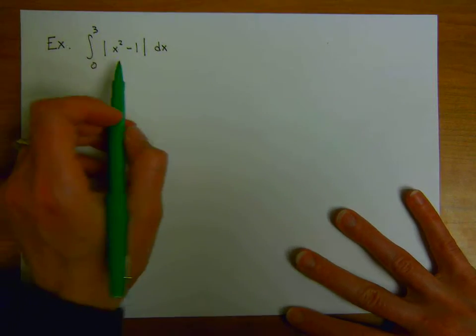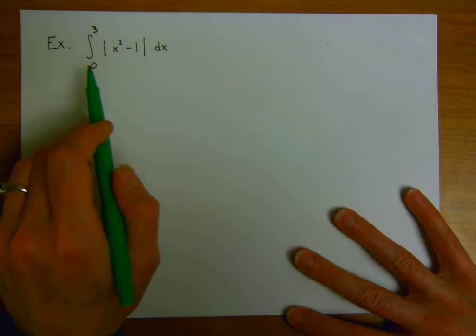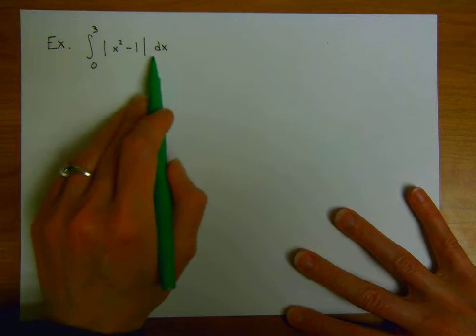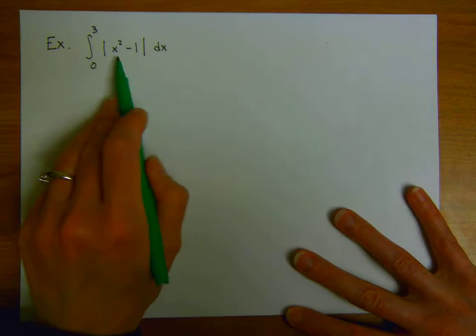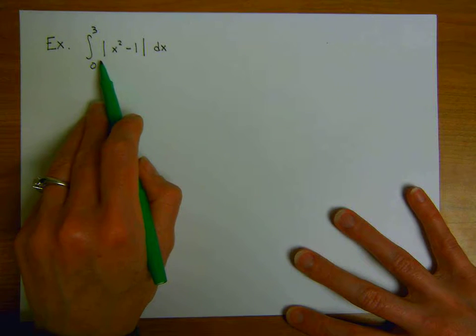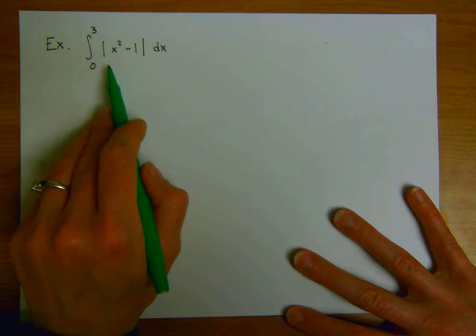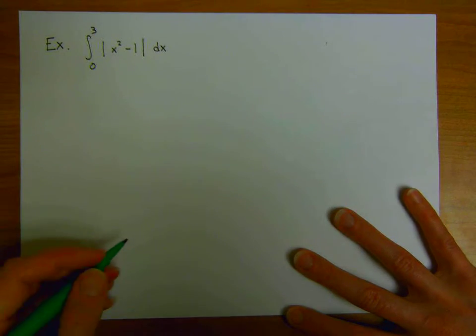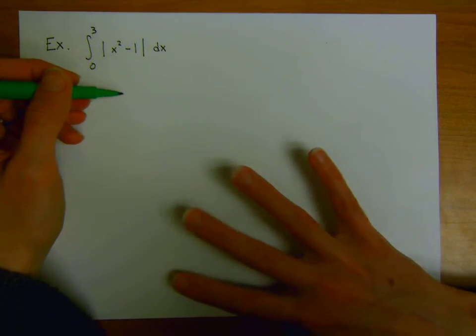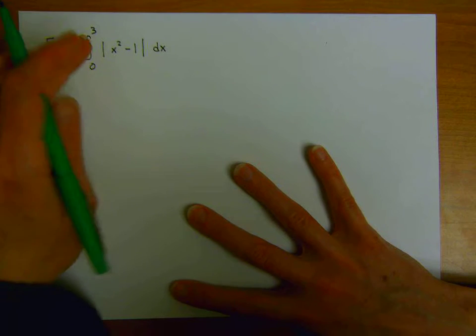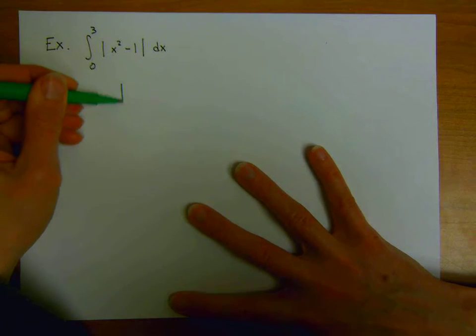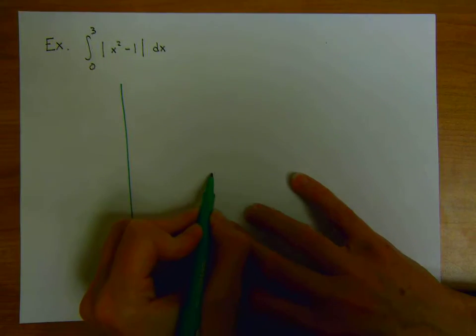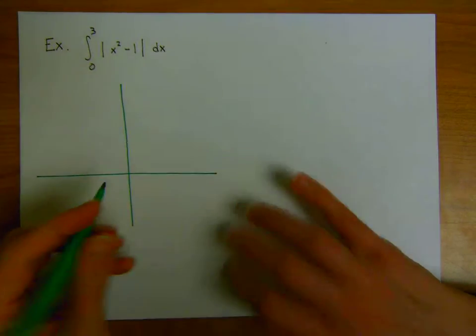Here's another example of a definite integral, only this time the function in the interior is one that's difficult to find an antiderivative of just algebraically, so we're going to have to analyze it graphically because this is an absolute value function. So first, I'm going to draw what the function x squared minus 1 looks like.